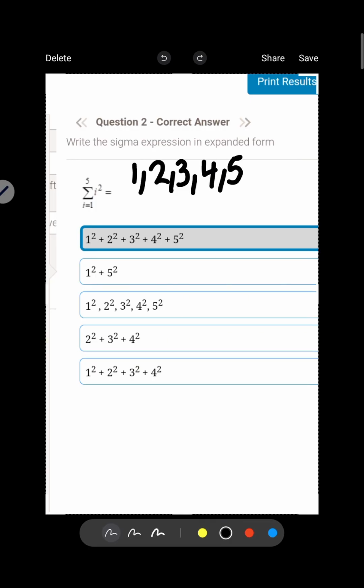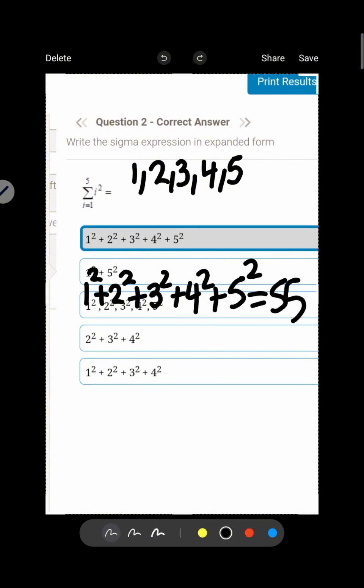What do you do with them? You have to add. But what is it? i squared. Okay, so you have to make them squared. Okay, 1 squared plus 2 squared plus 3 squared plus 4 squared plus 5 squared. You get 55, but they didn't want the full answer.